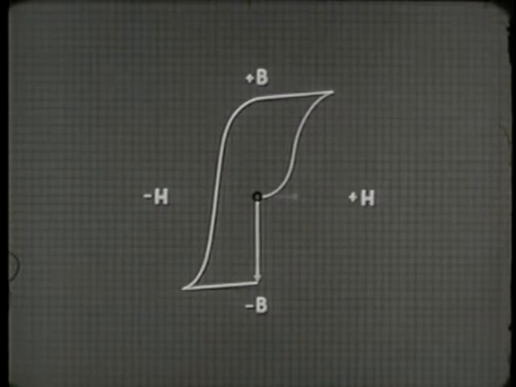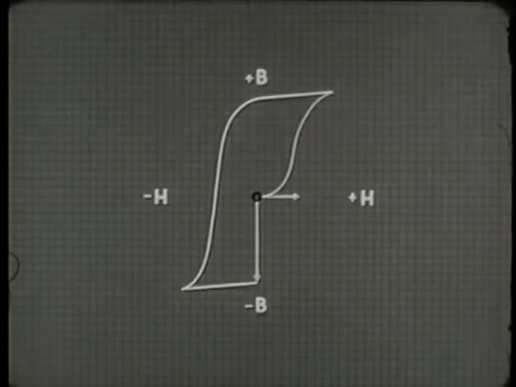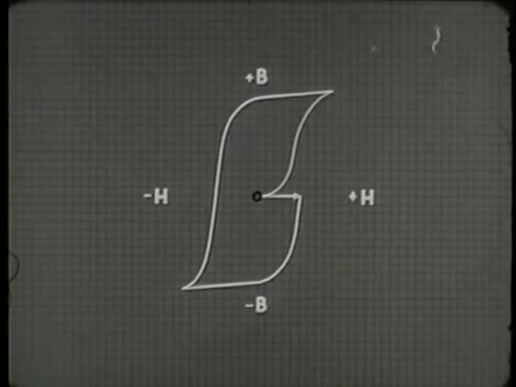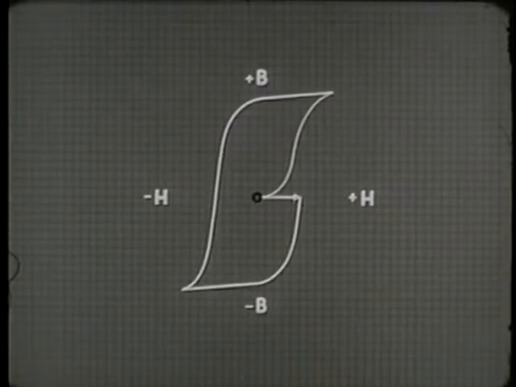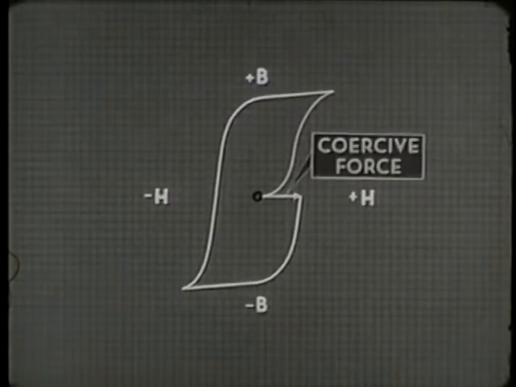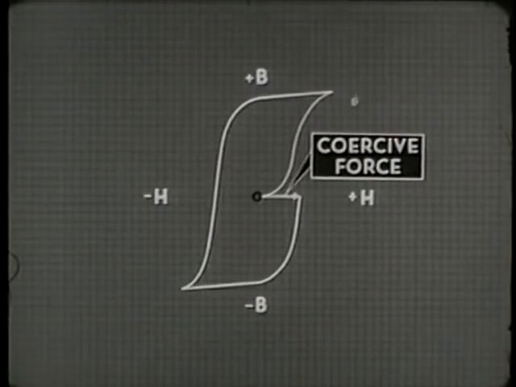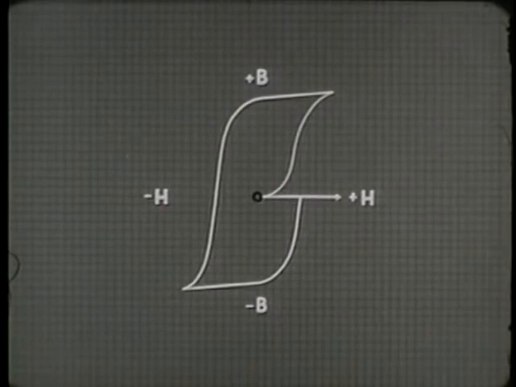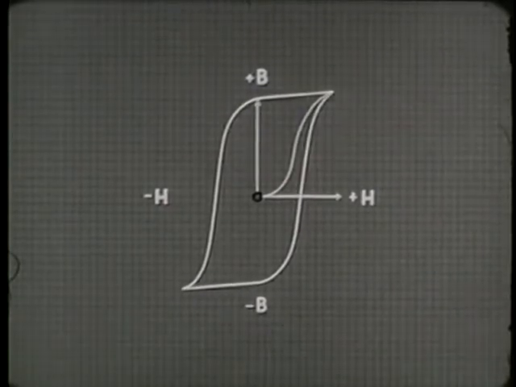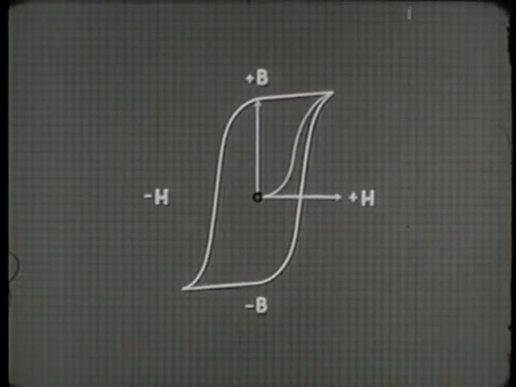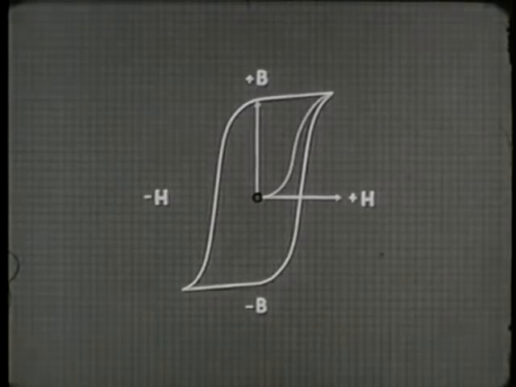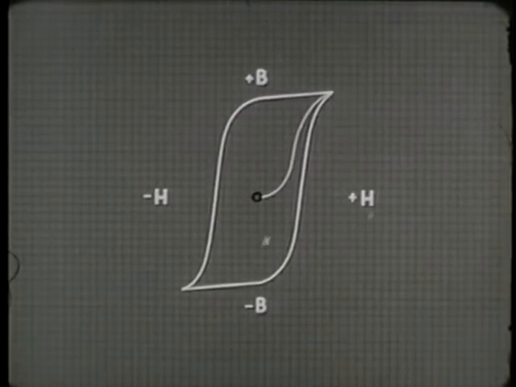To switch the core, we apply a positive magnetizing force. Enough first to cancel out the negative residual magnetism. That is, to act as a coercive force in the opposite direction. And then, by adding more positive magnetizing force, we can bring the core material back to a state of positive saturation. We have now plotted the positive and negative magnetization of a core.